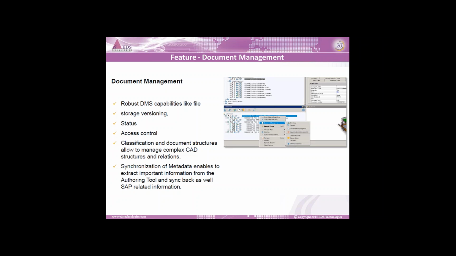There are robust DMS capabilities like file storage for versioning, including the status, access control, classifications, and document structure that allows you to manage complex CAD structures and relations. This document management solution facilitates a single storage point for all the design-related documents and all their associated documents at one centralized point, which can be accessed across any business function as long as they have valid login credentials.